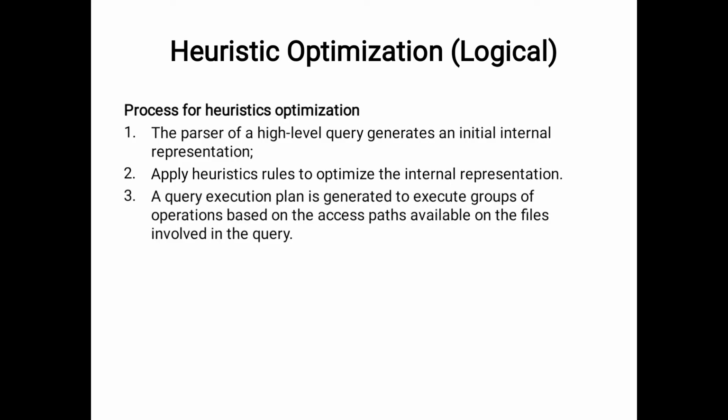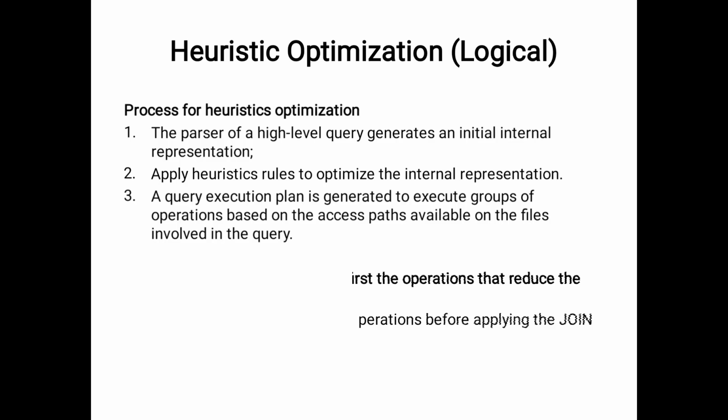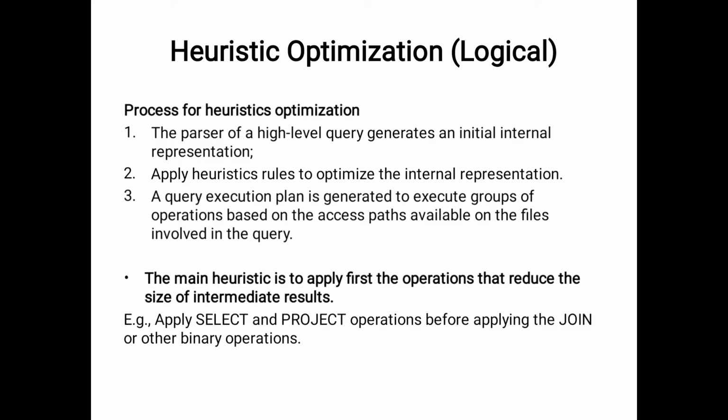Actually we know how to consider the trees and graphs, so here we will generate an initial internal representation. Next, in the second step we will apply the heuristic rule to optimize the internal representation. Finally, in the third step we will apply the execution plan generated to execute groups of operations. Okay, now we will discuss an example also, no problem.